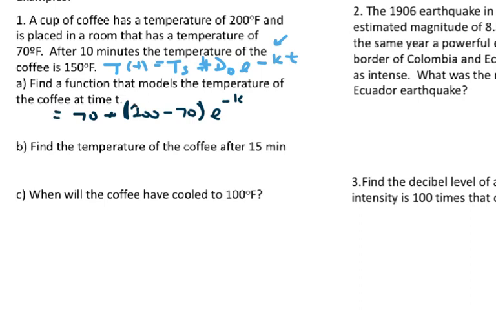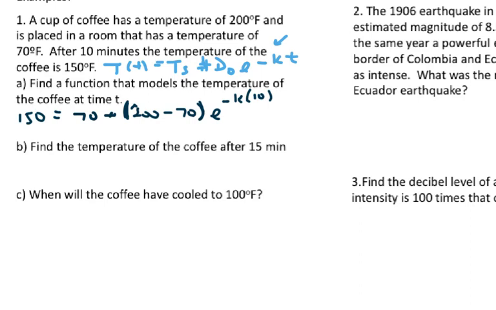Let's use this next piece of information. After 10 minutes, the temperature of the coffee is 150 degrees. So let's set our temperature to 150 and our time to 10. What we're going to do is use that information to solve for K. We need to know what K is. All right, so let's do that.